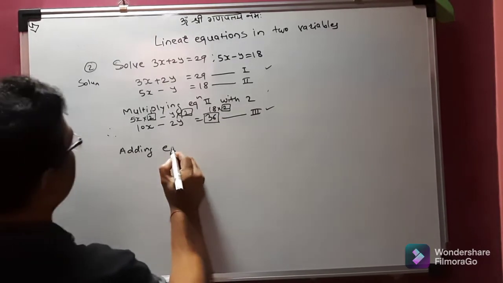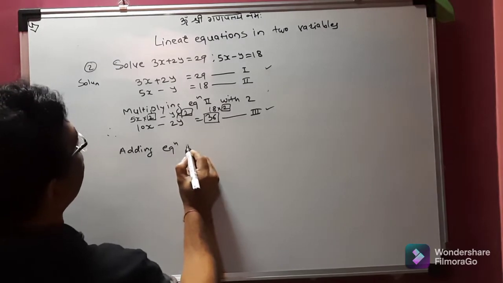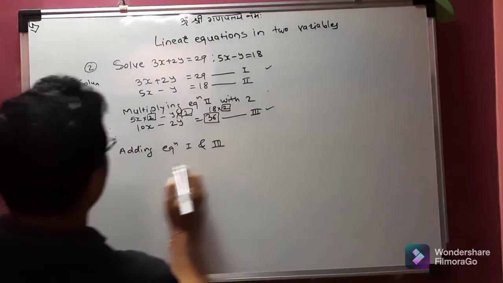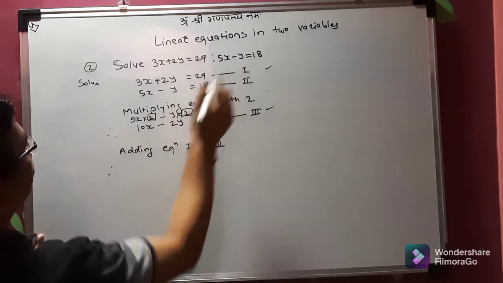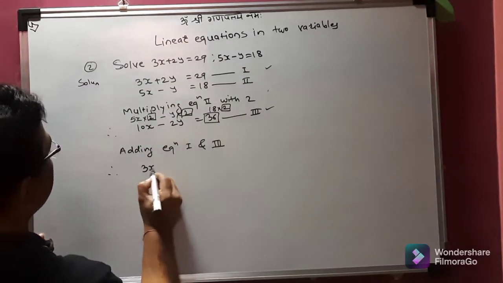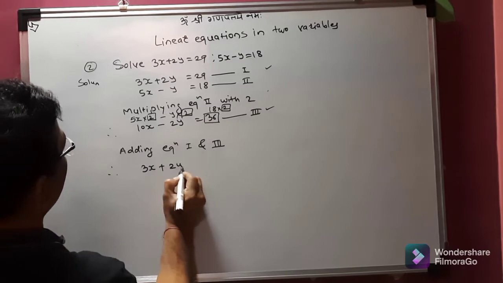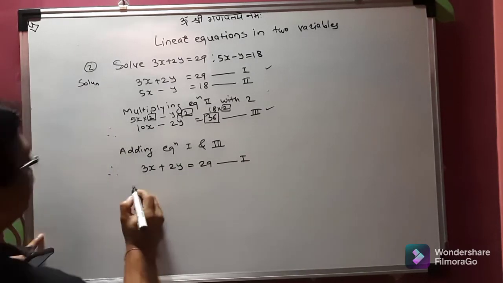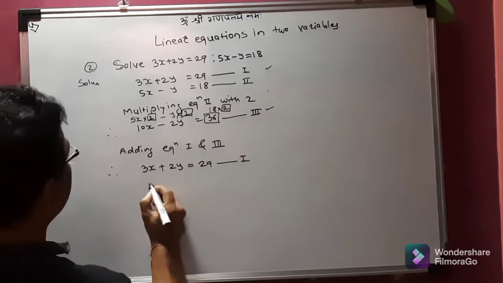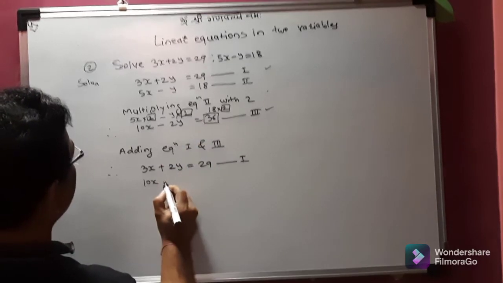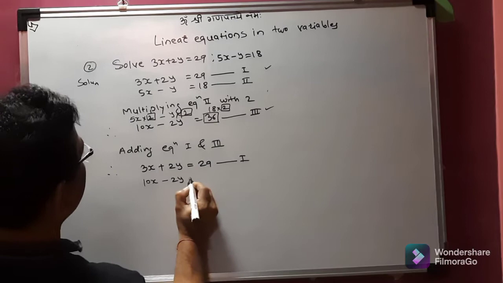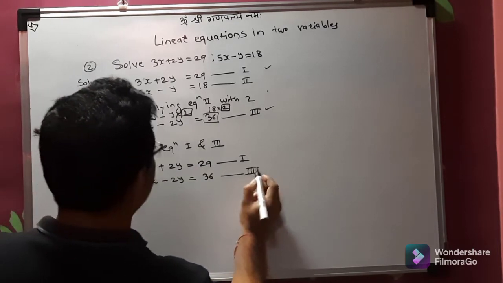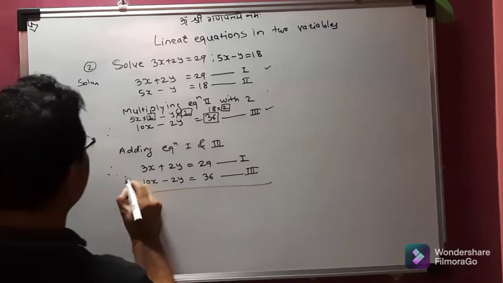Now adding equation 1 and 3. Equation number 1 is 3x plus 2y is equal to 29. And equation number 3 is here: 10x minus 2y is equal to 36. This is equation number 3. Now we have to add them.